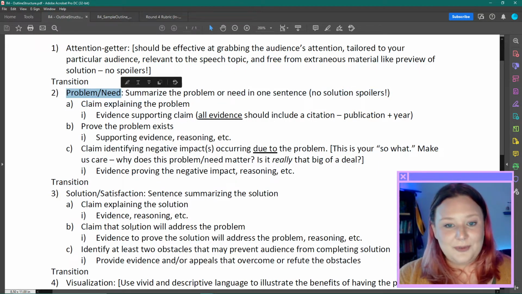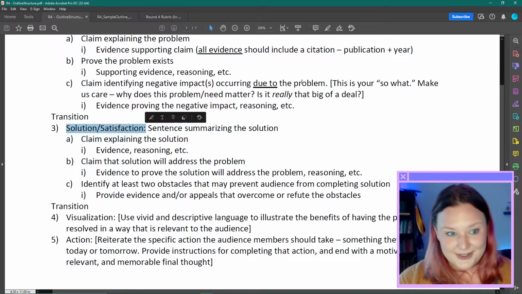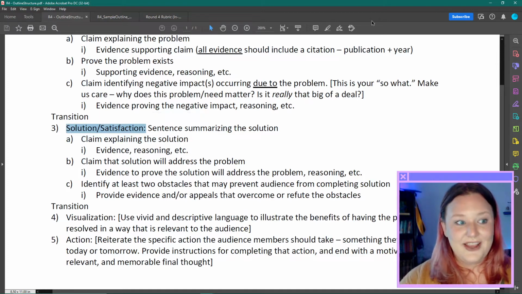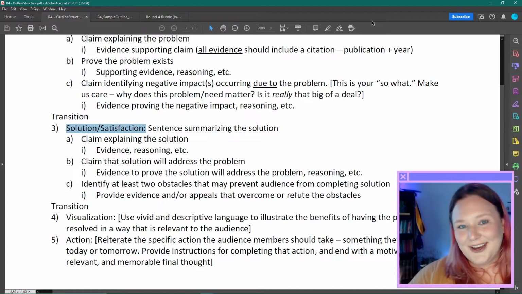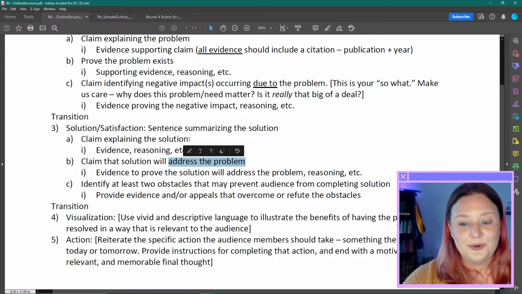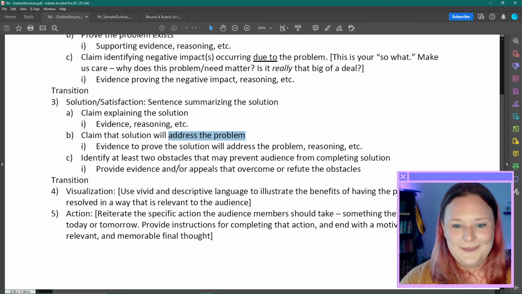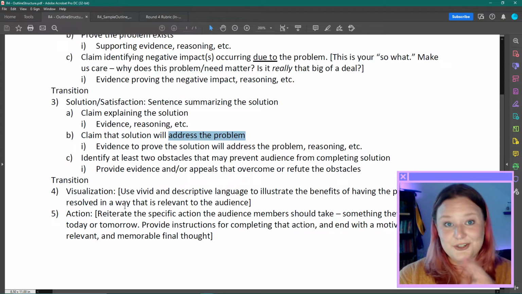Once you have your problem and your need all set, you move on to step 3 of Monroe's motivated sequence, which is the solution and satisfaction that you are proposing to us. Make sure here that you not only explain what you want us to do, but also prove to us that doing this will actually address or solve that problem or need that you did a brilliant job of convincing us of just a moment earlier in step 2. So make sure that connection is super strong when you are developing your content.